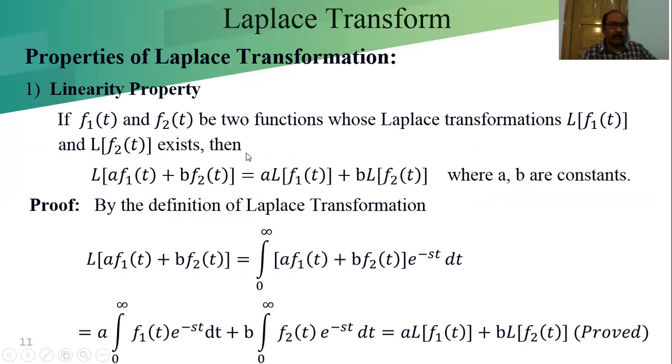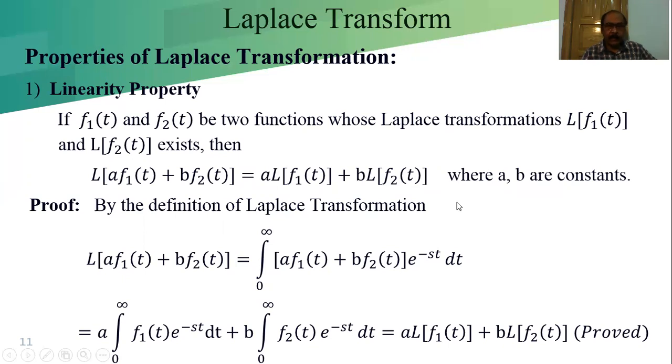Properties of the Laplace transformations. Now we are going to discuss the properties of the Laplace transformation. First one is the linearity property. If f1(t) and f2(t) be two functions whose Laplace transformations L{f1(t)} and L{f2(t)} exist, then we can write Laplace transformation of a f1(t) plus b f2(t) equal to a Laplace transformation of f1(t) plus b into Laplace transformation of f2(t), where a and b are constants. This we have to prove.